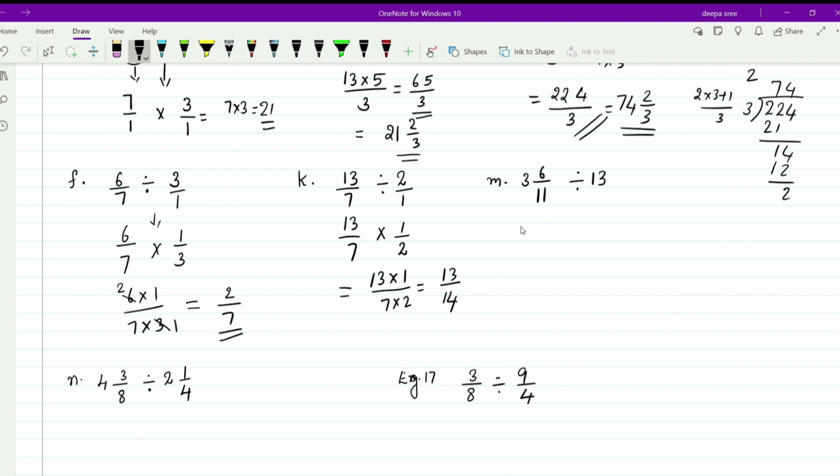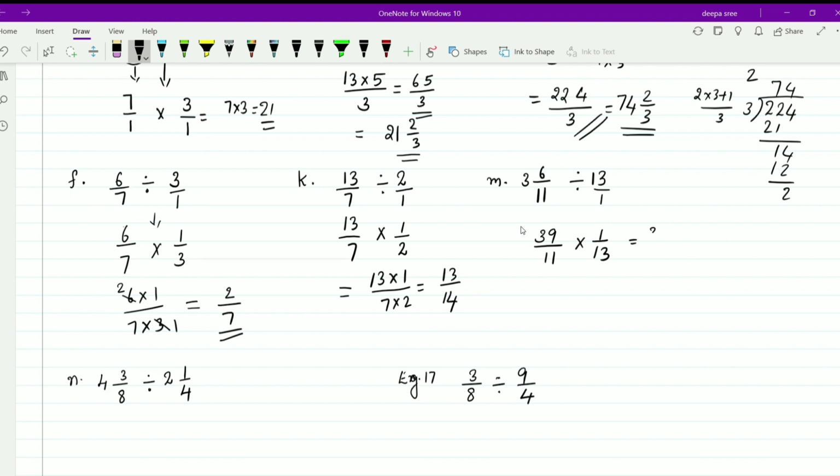Next question, 3 6 by 11. Convert that mixed fraction into an improper fraction. 3 11s are 33. 33 plus 6 is 39, divided by 11. The division symbol you have to change into a multiplication symbol, and 13 is a whole number, so convert it into a temporary fraction. Now take the reciprocal of 13, that is 1 by 13.